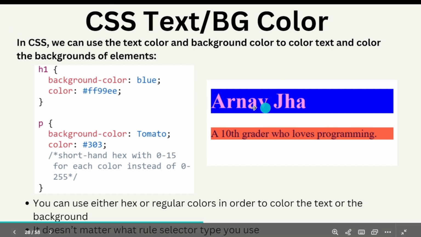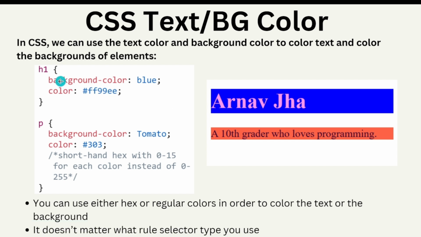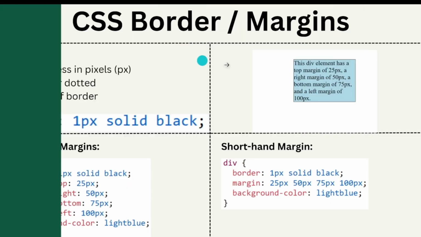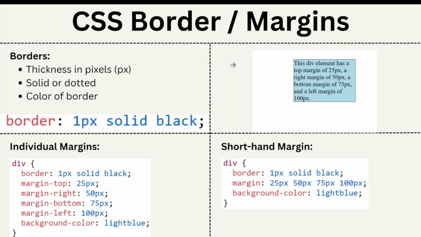But the one that we haven't covered is background color. This actually changes the background of the element. As you can see here, we are applying a tomato background to this element. So this is text and background color. Now, let's move on to the box model stuff. We'll start off with borders and margins and then move on to padding.